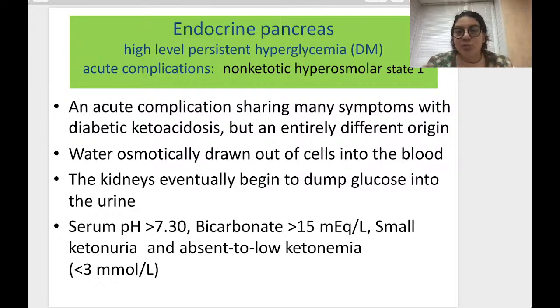It is understandable why it is more typical for type 2 diabetes mellitus, because here patients in most cases are still able to produce insulin, so there are no ketone acids, and this situation is even more severe than ketoacidosis. Water is osmotically drawn out of the cells into the blood. The kidneys eventually begin to dump glucose into the urine. Serum pH will be more than 7.3, usually normal. Bicarbonates more than 15 milliequivalents per liter, and small ketonuria and absent to low ketonemia, less than 3 millimoles per liter.